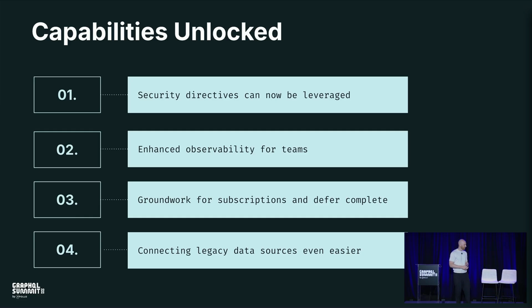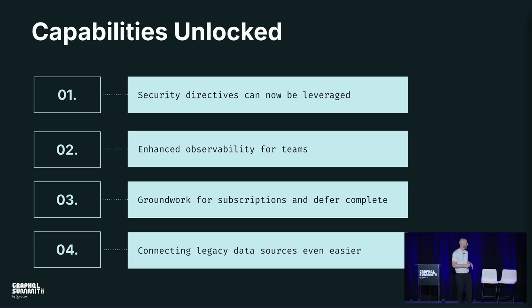Enhanced observability for teams. We put a lot of effort into new metrics with OpenTelemetry. We moved from Graphite to OpenTelemetry as part of this project. With that, we added new things such as error code metrics and a whole bunch of new stuff so teams can really quickly build out their own boards for their own subgraphs or operations that they want to monitor and feel are important. And we made it really easy for teams to build SLOs and SLIs on top of this as well. We laid the groundwork for subscriptions and defer completion.